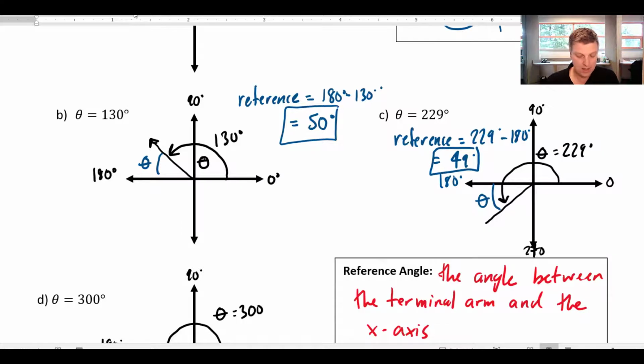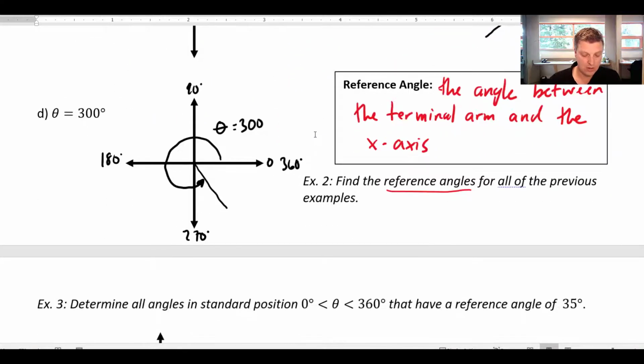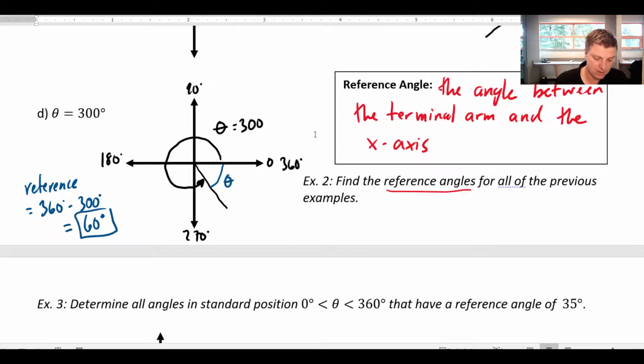Okay, and then last but not least, let's take a look here. And so I know that this rotation came around to 300 degrees. If I kept going all the way around, it would be 360 degrees. So to find that angle right there, my reference, it's just going to be the difference. So my reference is going to be equal to 360 minus 300. And we'll see that that's 60 degrees for my reference angle.